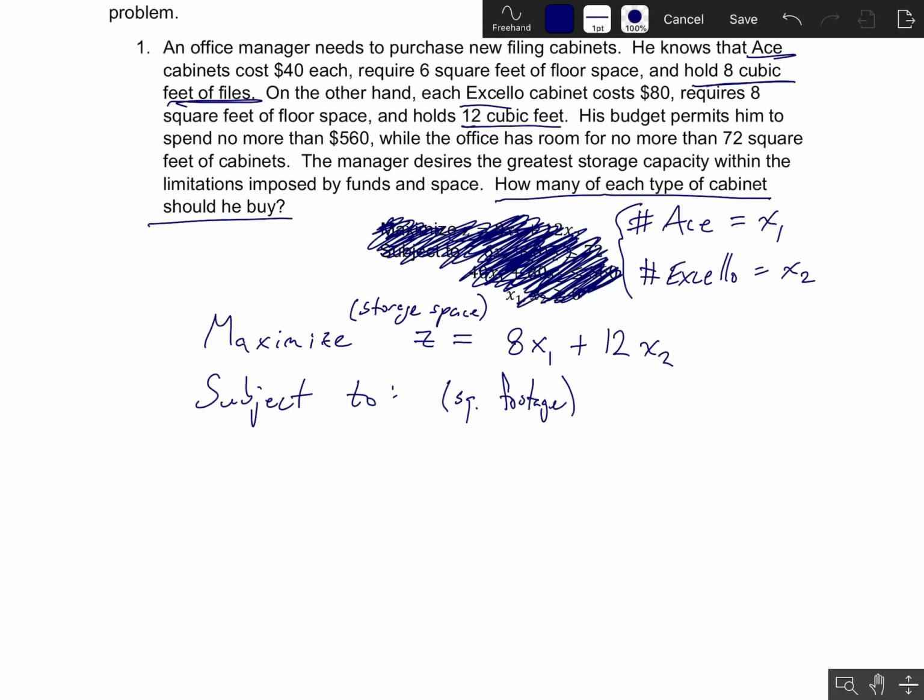So notice that the office has room for no more than 72 square feet of cabinets. So that's like the square footage on the floor where we're able to store these cabinets. We can use no more than 72 square feet of that floor space. And we know that ACE cabinets take 6 square feet of floor space each, and Excello cabinets take 8 square feet of floor space each. So the way that I would write that constraint is like this.